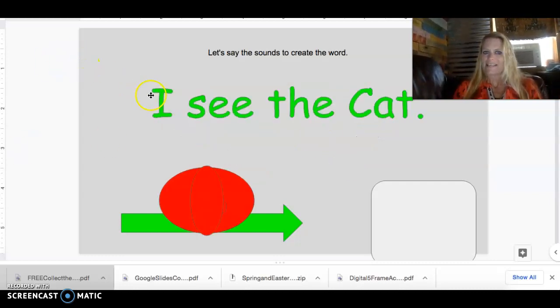Let's read this sentence. What word is this? S-E-E. See, I see. What word is this? T-H-E. The. I see the. What word would this be? Cat. I see the cat. How many words are in that sentence? There are 4 words in that sentence.